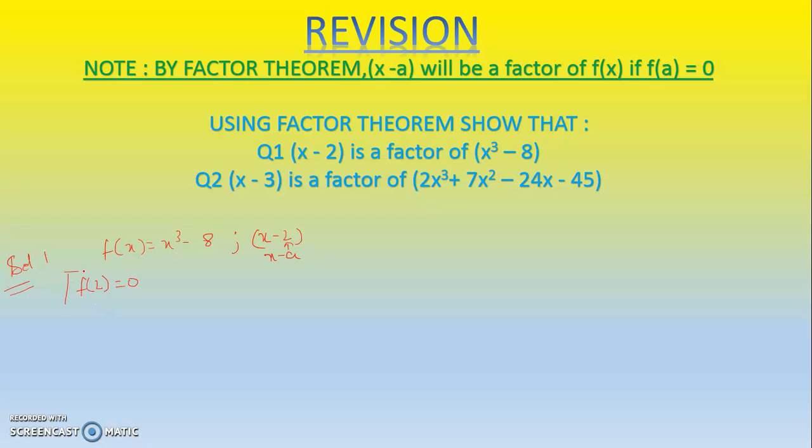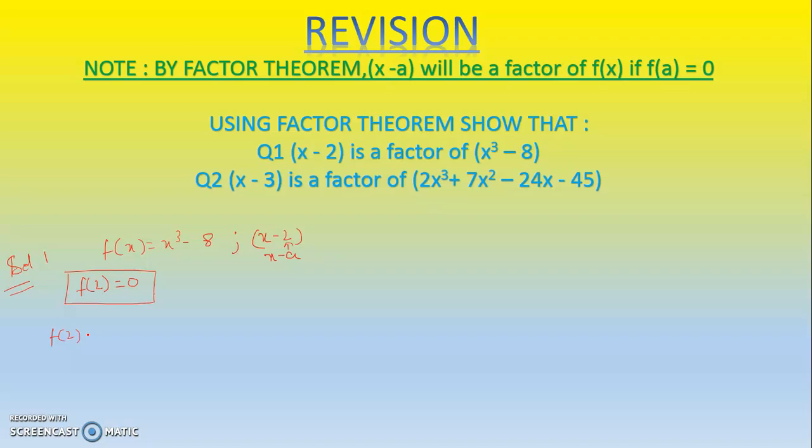So f(2), we have to check whether it is equal to 0 or not. If f(2) comes equal to 0, then that is what this theorem says, this x minus 2 will be a factor. So we will substitute this value 2 in this f(x). If it becomes equal to 0, then we will say x minus 2 is a factor of f(x), that is x cube minus 8, otherwise not. Now we will substitute and check.